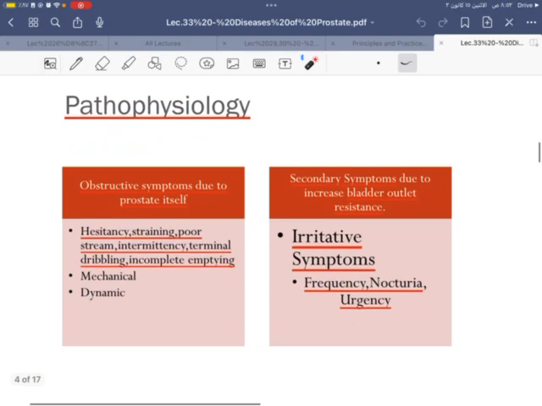So what about the pathophysiology? Patients with benign prostatic hyperplasia mainly present with obstructive symptoms and irritative symptoms. The obstructive ones are now called voiding symptoms, and the irritative ones are now called storage symptoms. The obstructive symptoms are due to the prostate itself: hesitancy, straining, poor stream, intermittency, terminal dripping, incomplete emptying, with underlying mechanical and dynamic components, whereas the secondary symptoms are due to increased bladder outlet resistance.